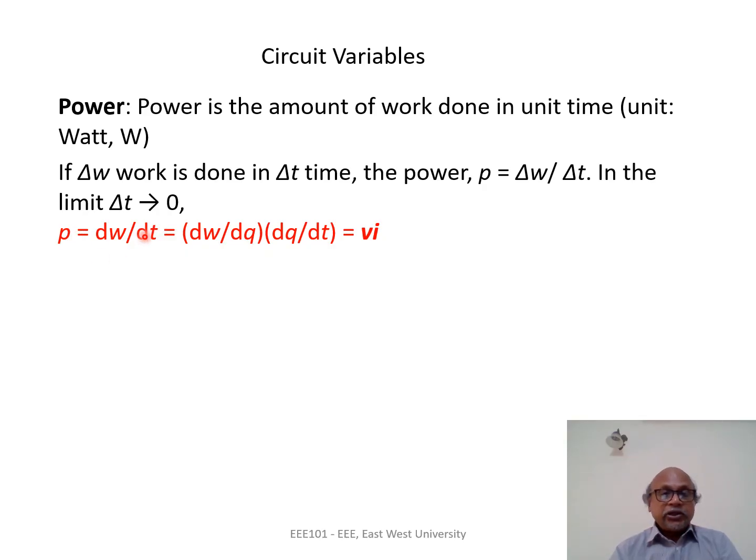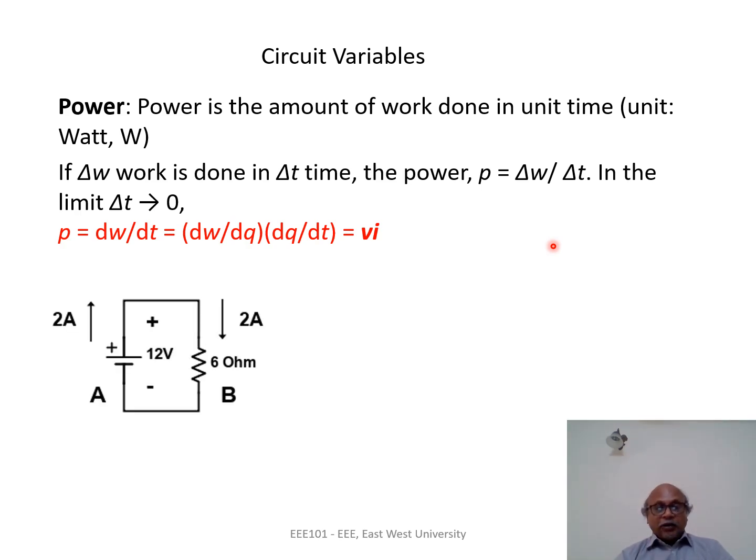Now in this equation, I divide by dq and also multiply by dq. That does not change anything. Now the first bracket, dW/dq, is voltage and the second bracket, dq/dt, is current. So P is VI. You already know this relationship that power is the product of the voltage and current from college.